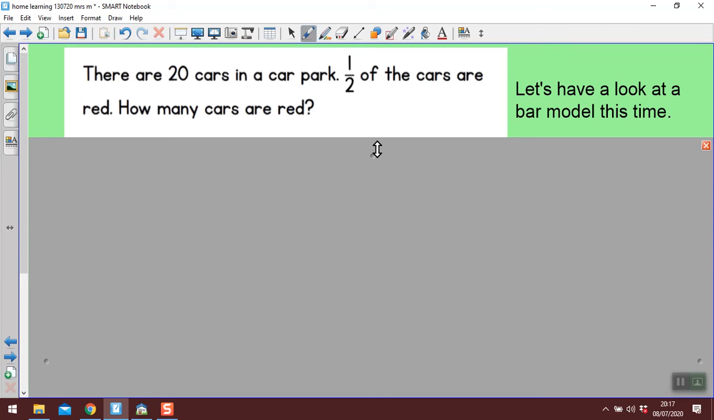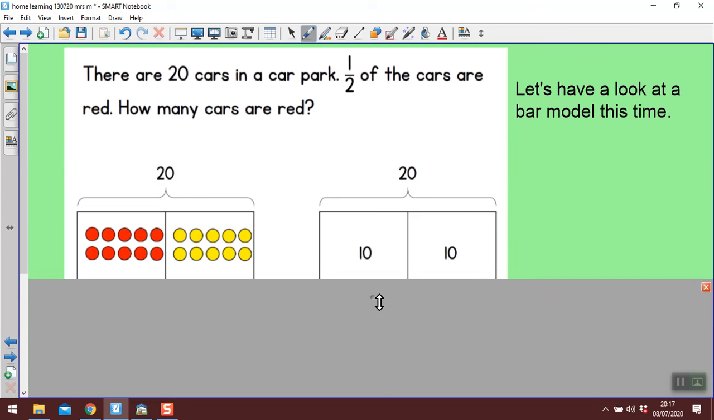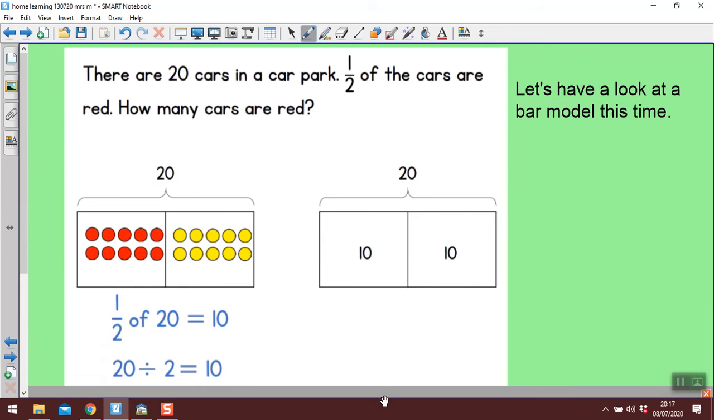Let's have a look at this as a bar model this time. So you've got 20 altogether, and you split the 20 counters into 2 equal groups, so into half, and you've got 10 on each side. Or arranging it like this, you've got a bar model, it's 20 altogether, split it in half, and you've got 10 on that side and 10 on that side. So this is one half, and this is another half. 2 halves is 20, all of it is 20, but just one half is 1 out of the 2 sections, so it's 10. So 1 half of 20 equals 10. That's the same as saying 20 divided by 2 equal groups. Answer is 10.